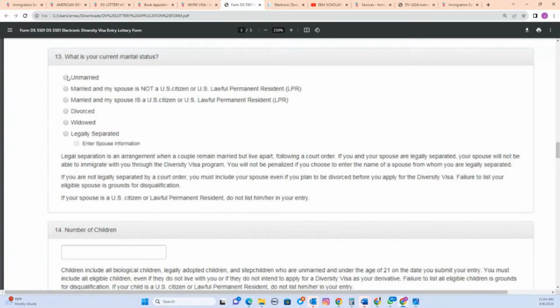So there is unmarried, there is married. For people who are married, 99% are married and their spouse is not a US citizen or green card holder, because very few will be married to a US citizen or a green card holder, since they can use the other way. But these are special cases. Majority of you, if you are married, is that one. If you are divorced, you put divorced. Divorced means you have court documentation of divorce.